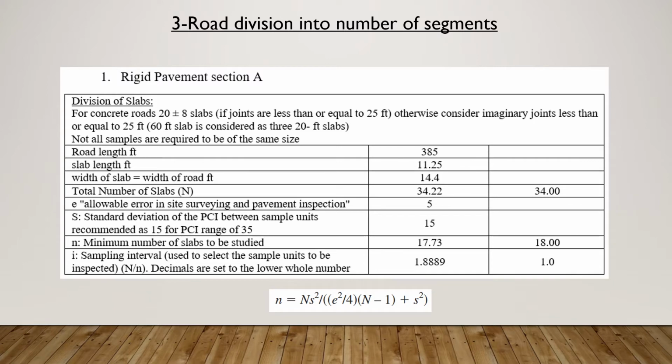Now let's talk in detail about these samples. The first section was a rigid pavement. The recommended number of slabs in one sample is 20 plus or minus 8 slabs. So we are talking about 12 slabs to 28 slabs per sample, and it is recommended by the ASTM to choose the number of slabs to be 20.